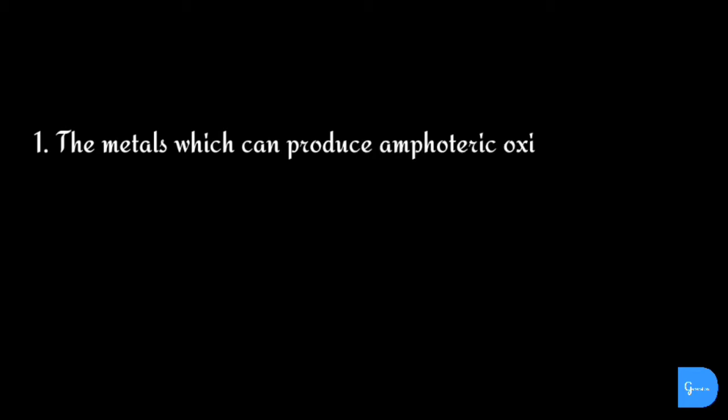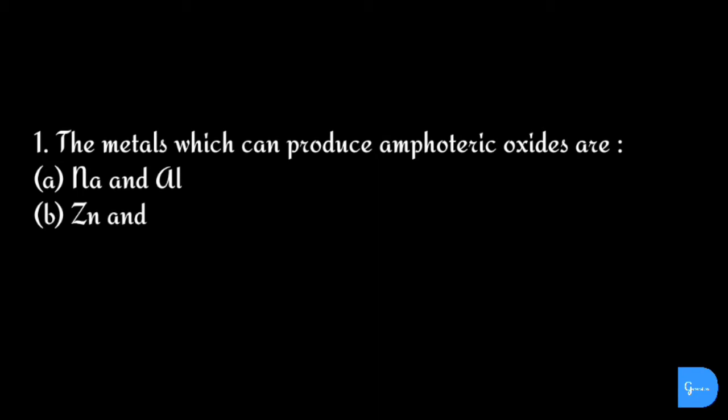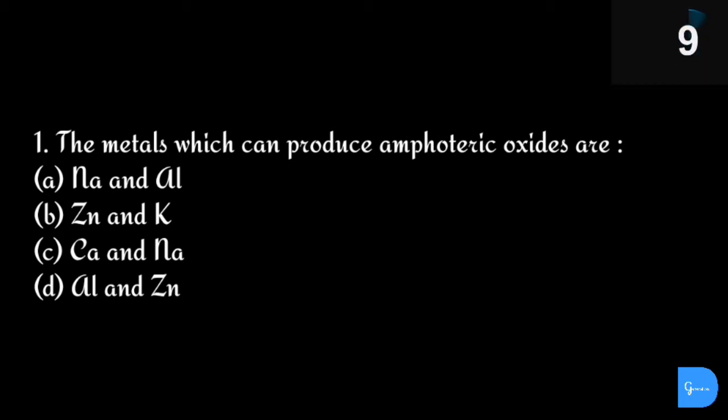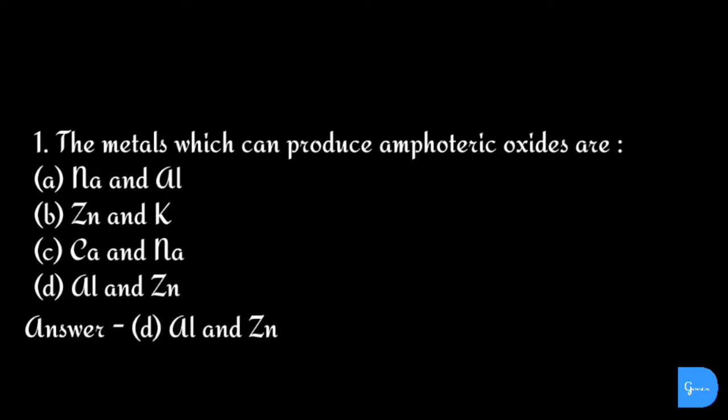Question number 1. The metals which can produce amphoteric oxides are option A. Sodium and aluminium, B. Zinc and potassium, C. Calcium and sodium, D. Aluminium and zinc. The correct answer is option D. Aluminium and zinc.